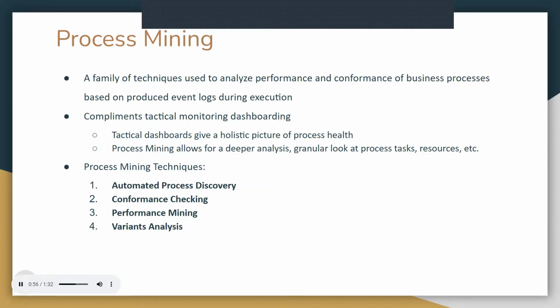And again, process mining allows for deeper analysis, a granular look at the process level, such as tasks, resources, as in who performs the task, and even at what time it occurs in the form of timestamps. And so there are four main mining techniques, which we will be talking about in the rest of the presentation. The first is automated process discovery. The second is conformance checking. The third, performance mining. And the last one is variance analysis.